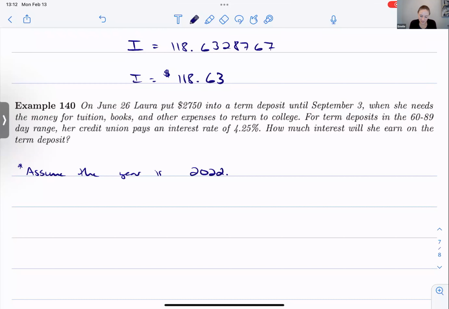On June 26th, Laura put $2,750 into a term deposit until September 3rd of 2022, when she needs the money for tuition, books, and other expenses to return to college. For term deposits in the 60 to 89 day range, so that's a clue that our days between dates is somewhere in there, her credit union pays an interest rate of 4.25%. How much interest will she earn on the term deposit?